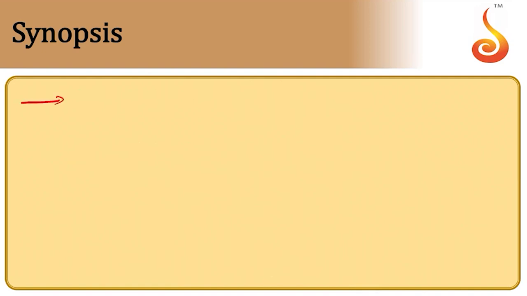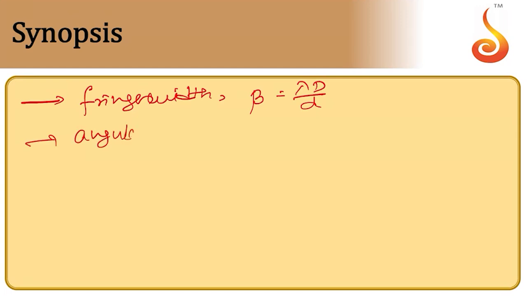The separation between the fringes, or say successive fringes, known as fringe width, beta is lambda D divided by d, and the angular fringe width is equal to beta by D, which is lambda divided by d.